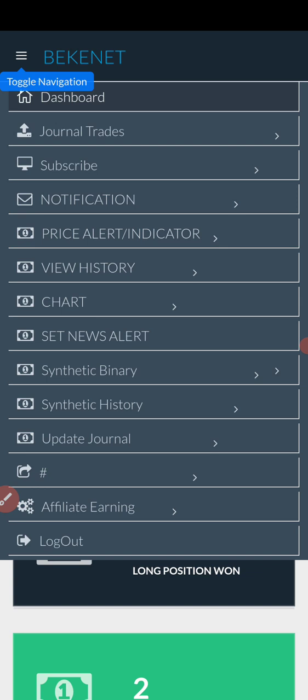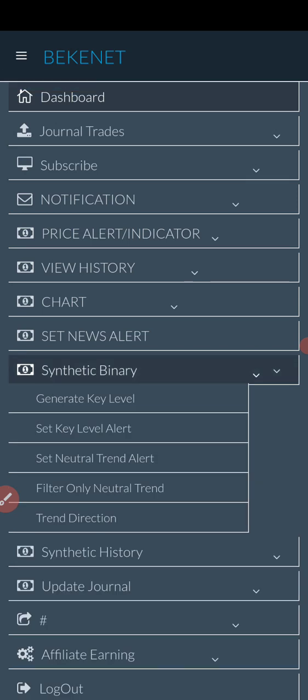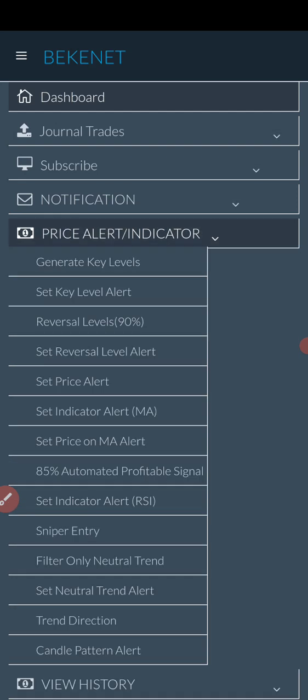So all you need to do, the same thing with the synthetic, the same pattern. We understand. As I'm training this, you can apply it to the synthetic. They have the same menu. But I'm using the forex to do that. So I'm going to click on what?